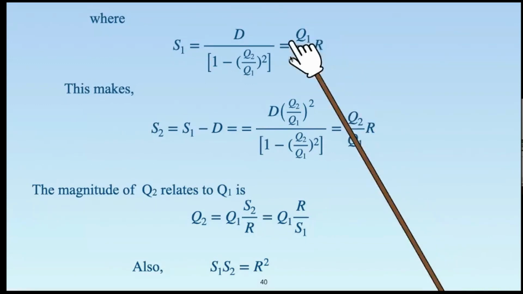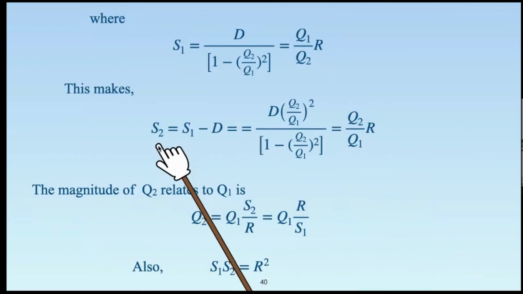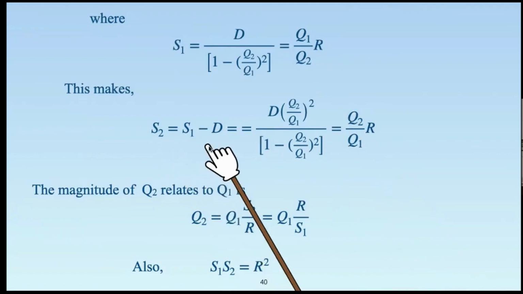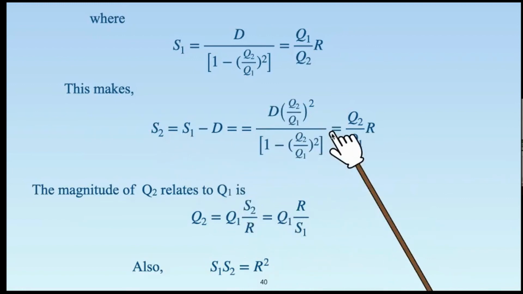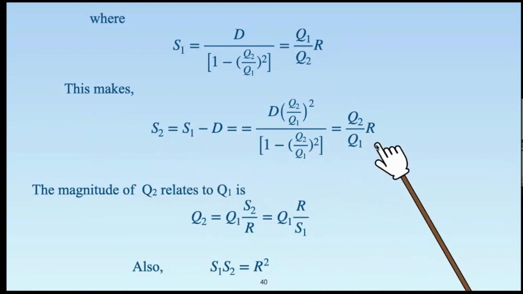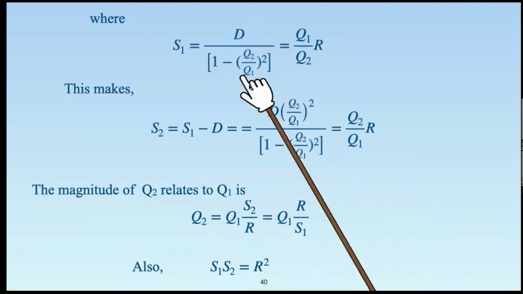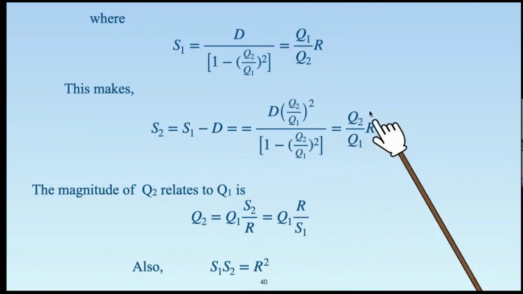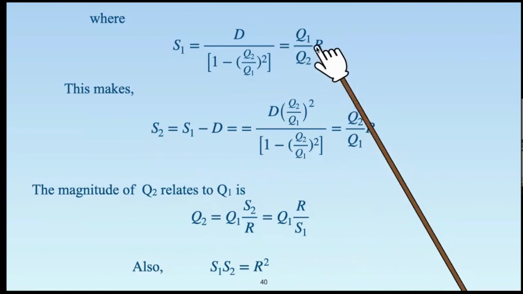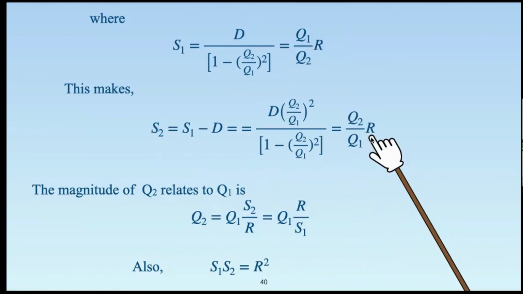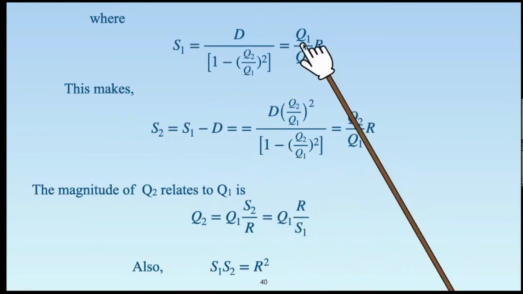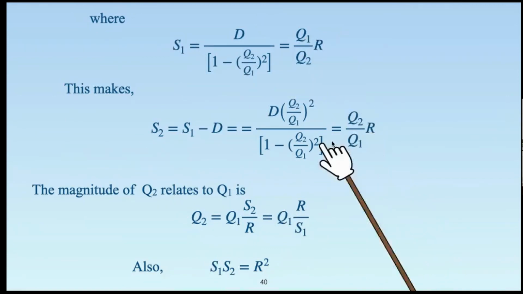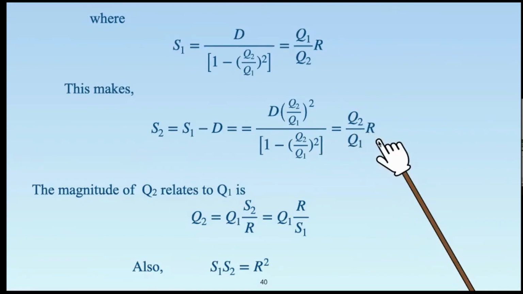Once S1 is obtained, then from the original diagram, we know that S2 is the difference of S1 and d. Substituting S1 in this equation and solving for S2 in terms of R, you get Q2 upon Q1 times R. So the equations which look quite complex get simplified because we have defined the radius R of the zero potential surface. In terms of R, S1 is equal to Q1 upon Q2 times R and S2 is equal to Q2 upon Q1 times R.